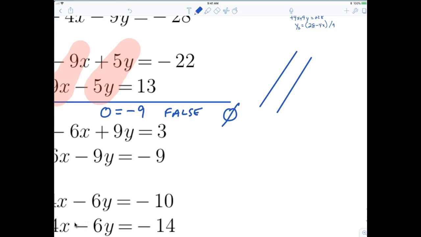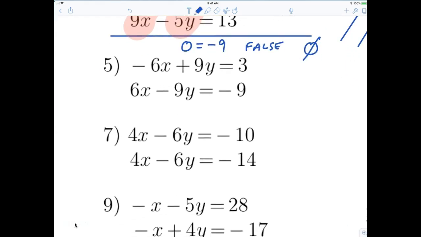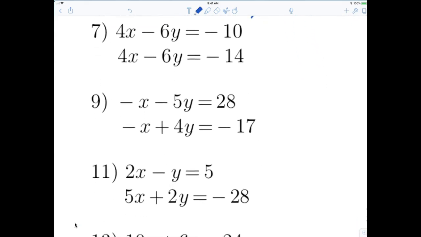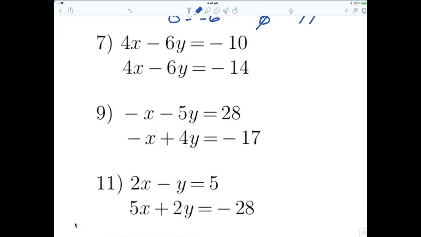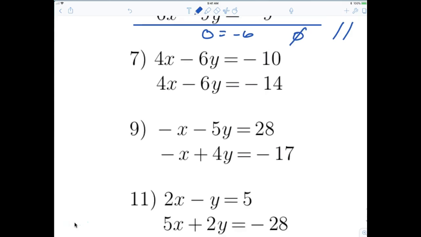All right, so now let's take a quick look at number 5. Well, obviously, again, it is what? Right, because if we add these again, kind of silly, 0 equals -6, no solution. They are in fact parallel lines. Okay? Now, I want to talk about number 7, even though it's no solution also. But I still want to show you something, which we demonstrated earlier.